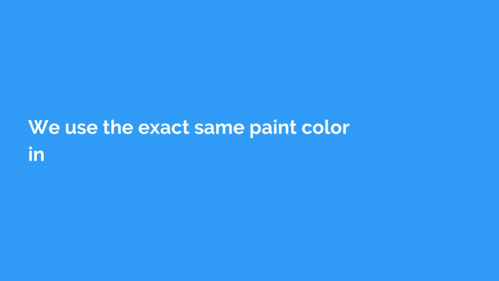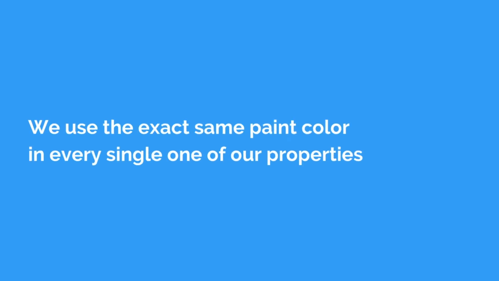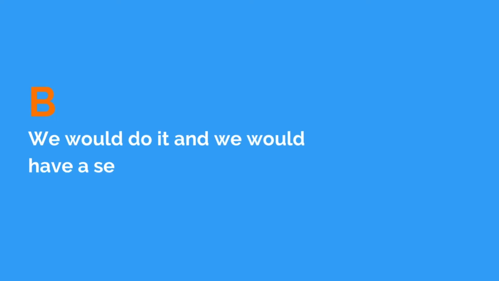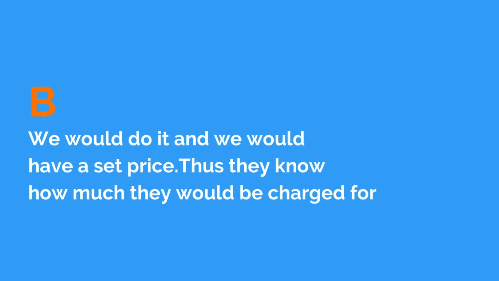The third most common one is paint. We typically use the exact same paint color in every single one of our properties, so we know that if it gets changed, it's changed by our tenants. You can see behind me, this is a green wall. This is not our standard color, so we would actually bill this back to our tenant. Either A, they can change it back and it has to be done professionally, or B, we would do it and we would have a set price so that they know how much they are being charged.